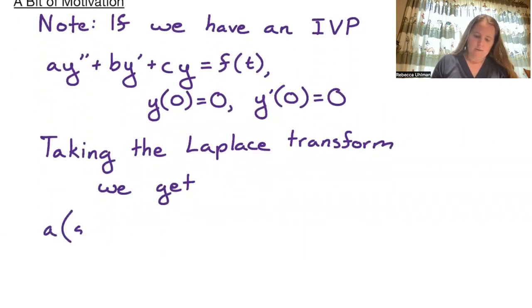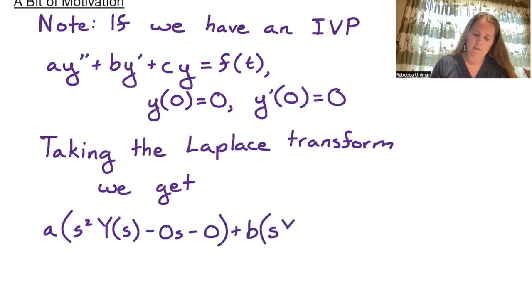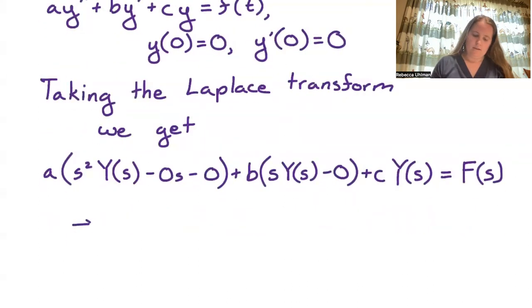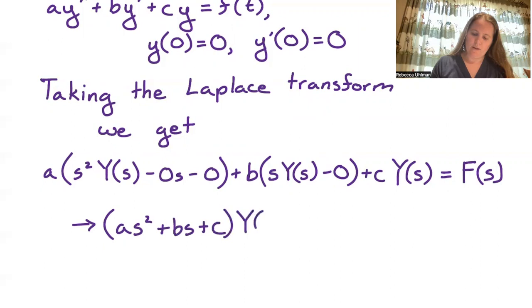a times s squared capital Y of s minus 0s minus 0 plus b times s capital Y of s minus 0 plus c times capital Y of s is equal to capital F of s, the Laplace transform of f of t. And this just simplifies to the characteristic polynomial a s squared plus b s plus c times Y of s equaling F of s.